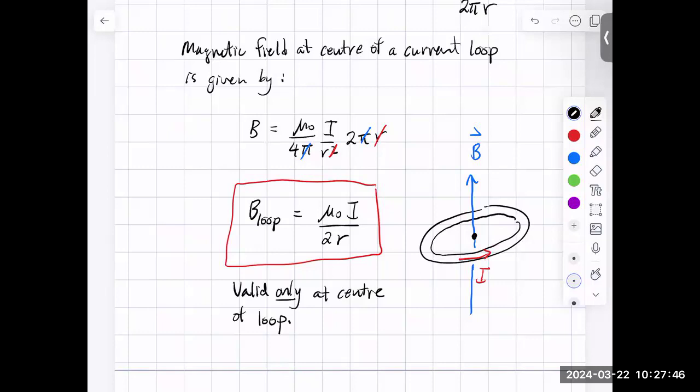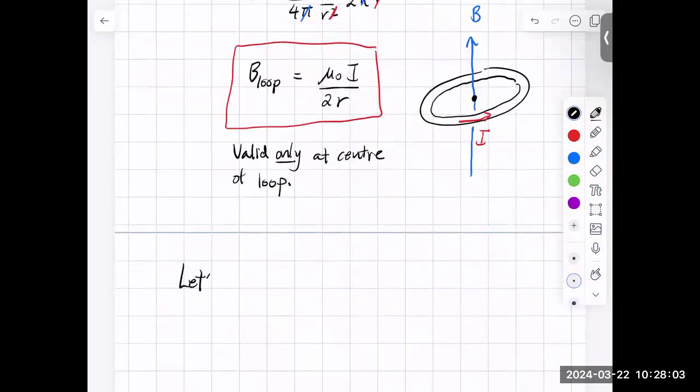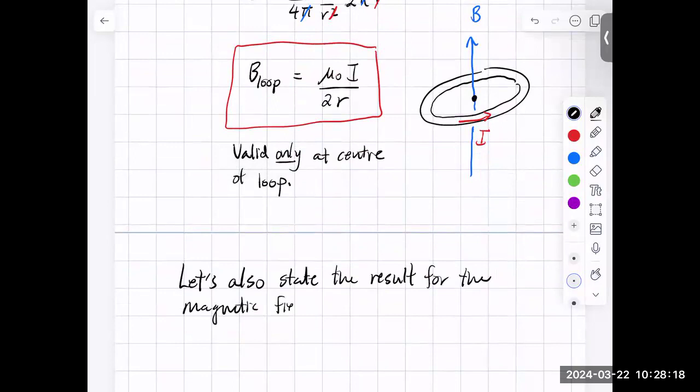All right, I want to give you one more result, and then we'll move on to a different topic. So let's also state the results for the magnetic field due to a long, straight current.